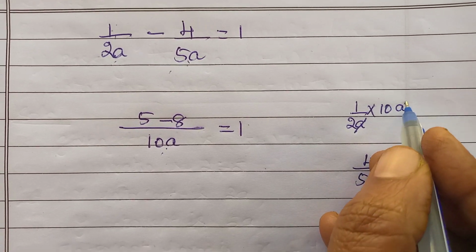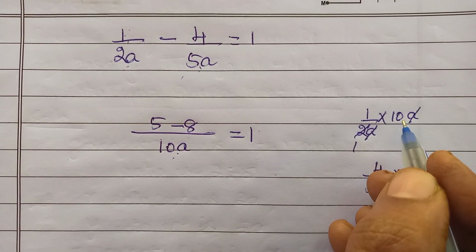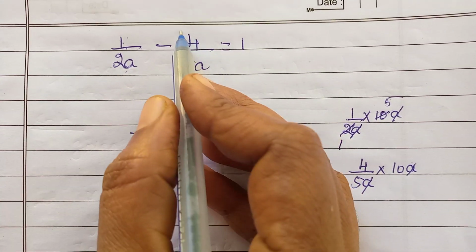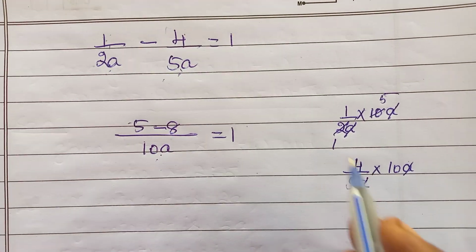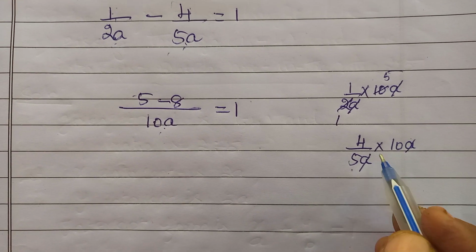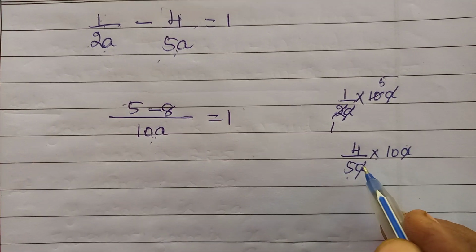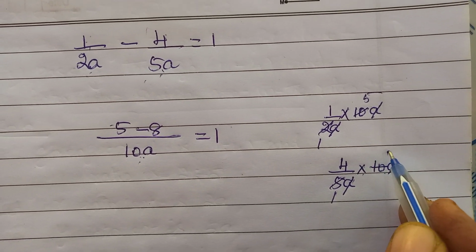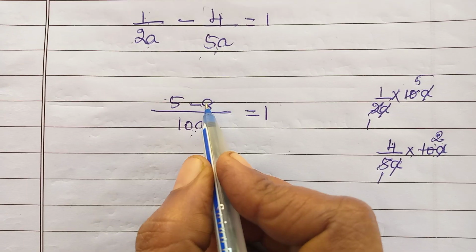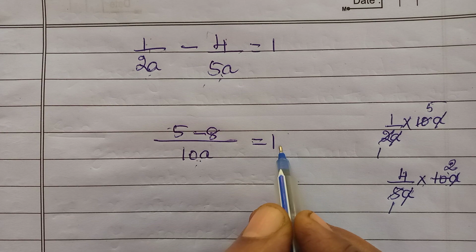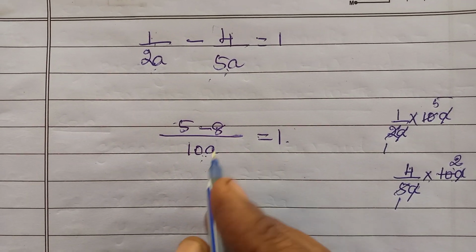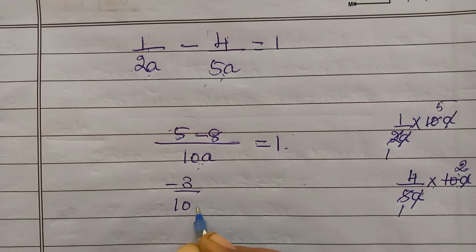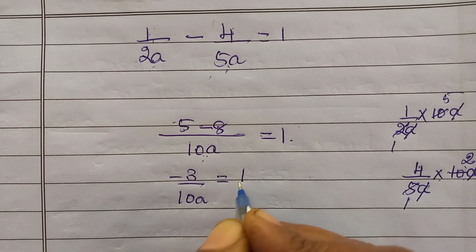Here a can be cancelled. 1 2 is 2, here 5. So 5 minus, for the term 4 by 5a, 4 by 5a into the LCM 10a. a can be cancelled. Here 1 5 is 5, 2 5s are 10, 4 2s are 8, is equal to 1. Now 5 minus 8 is minus 3 by 10a is equal to 1.